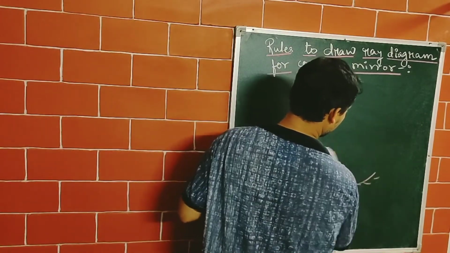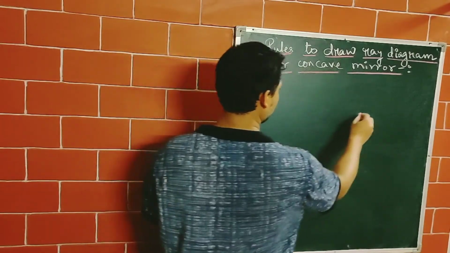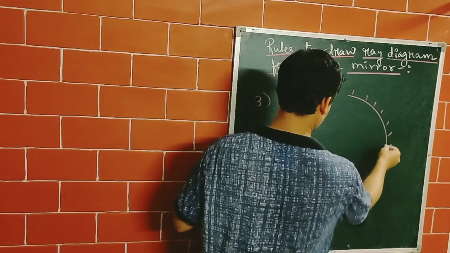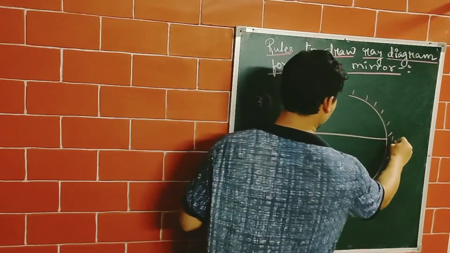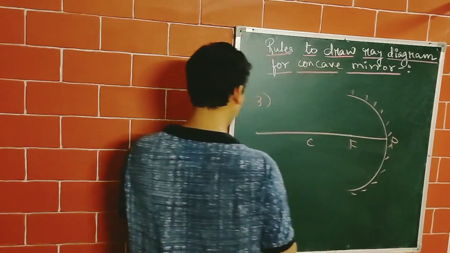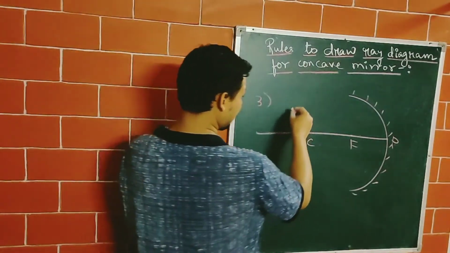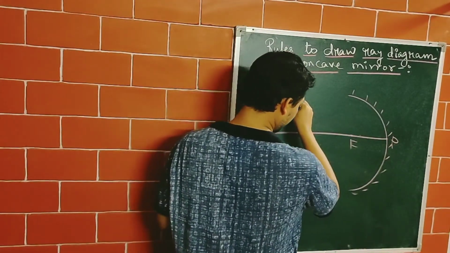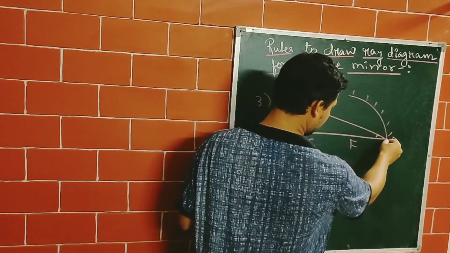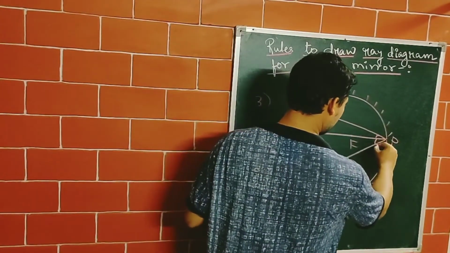Third rule is that, rule number 3. Pole, focus, center of curvature. If a ray strikes a pole at some angle, after reflection, it will reflect back making the same angle.